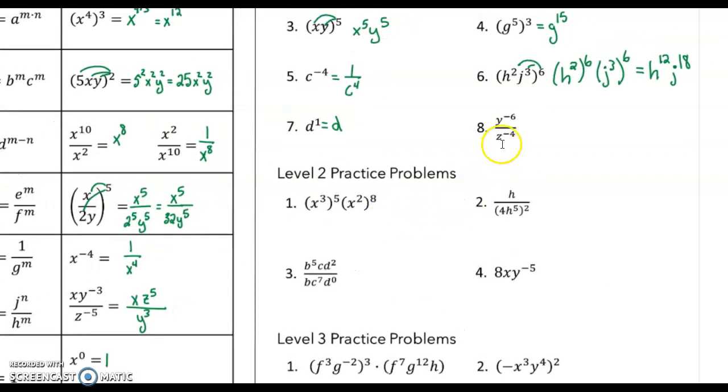And on number 8, you have both negative exponents. So the y to the negative 6 will now move to the bottom of the fraction. It will be on the denominator and be y to the 6th. And the z to the 4th that was on the denominator will now move up here because it is a reciprocal, so it's moving up, and now it's z to the positive 4th. Remember, the negative is gone because it's moved, so it's z to the 4th over y to the 6th.